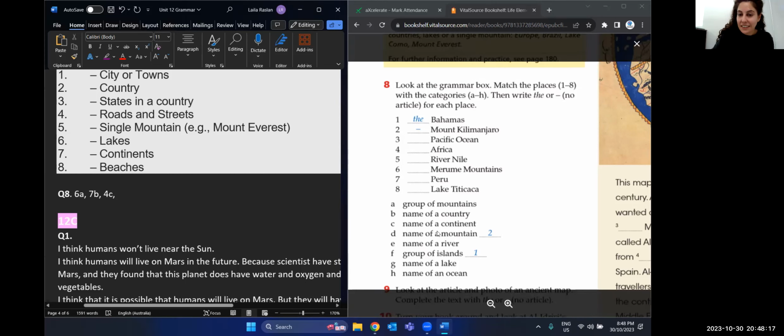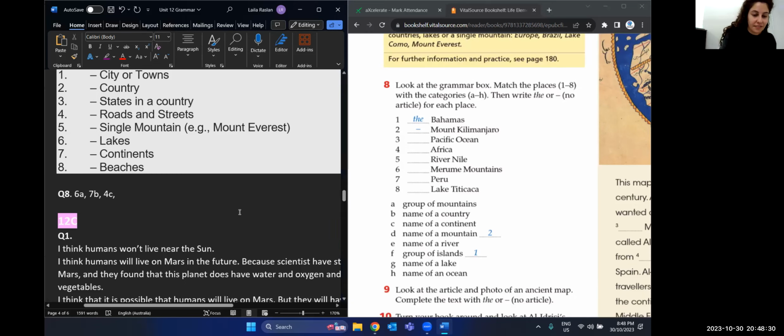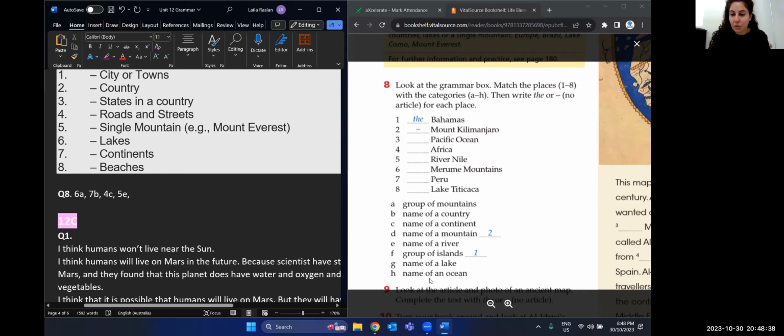Which is the name of a mountain? Just a, one, singular mountain. 2A. They did that one for us. The name of a river. 5. Yep, 5E. The River Nile, which is in Africa. Which is a group of islands. They did that one for us. Number 1, the Bahamas.